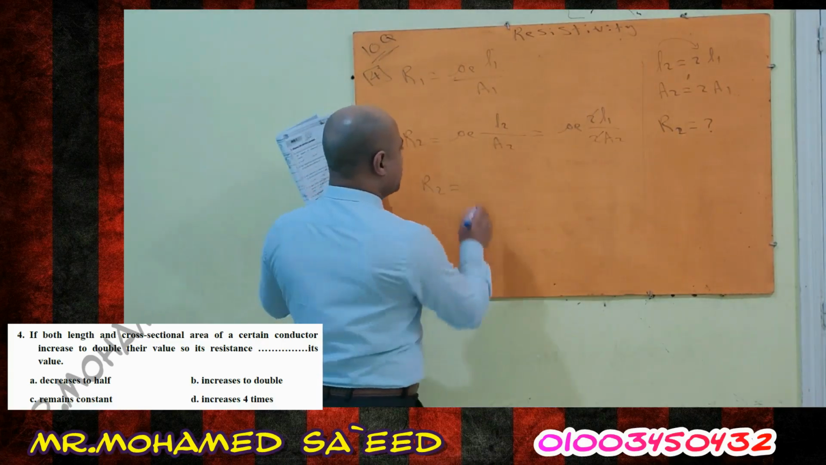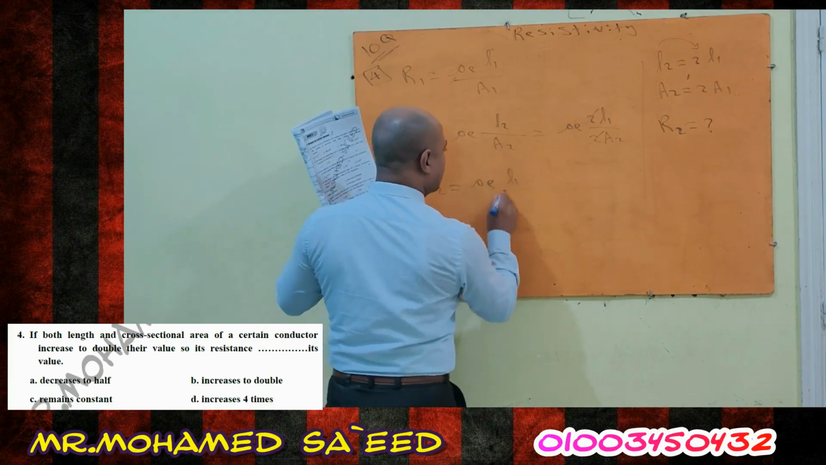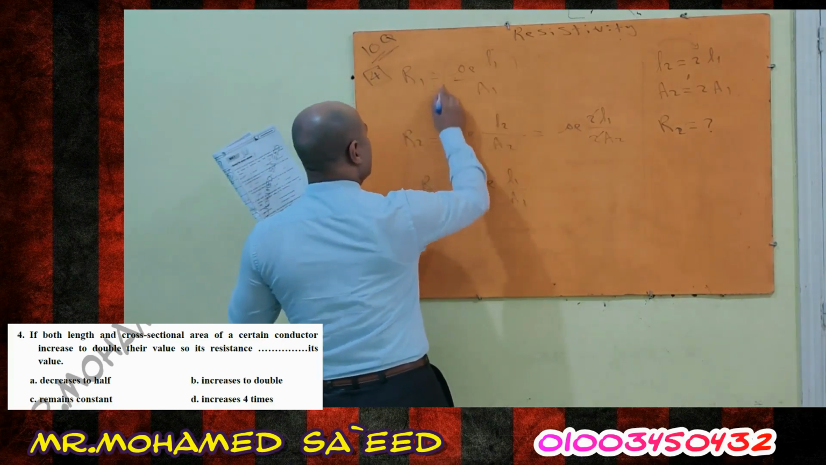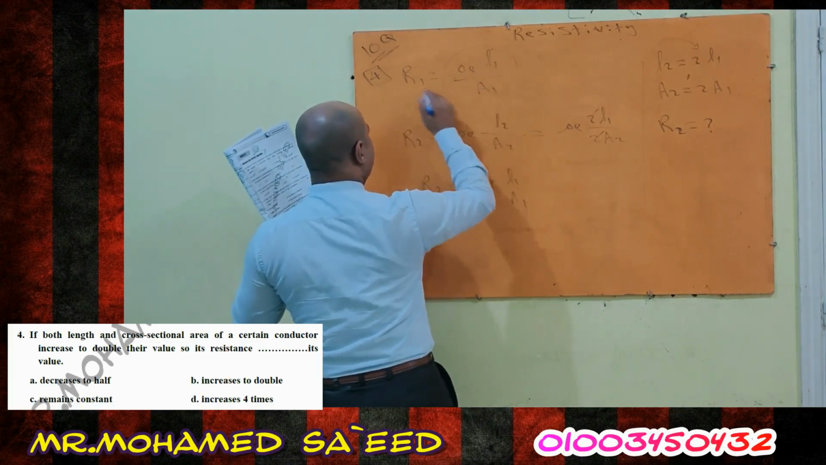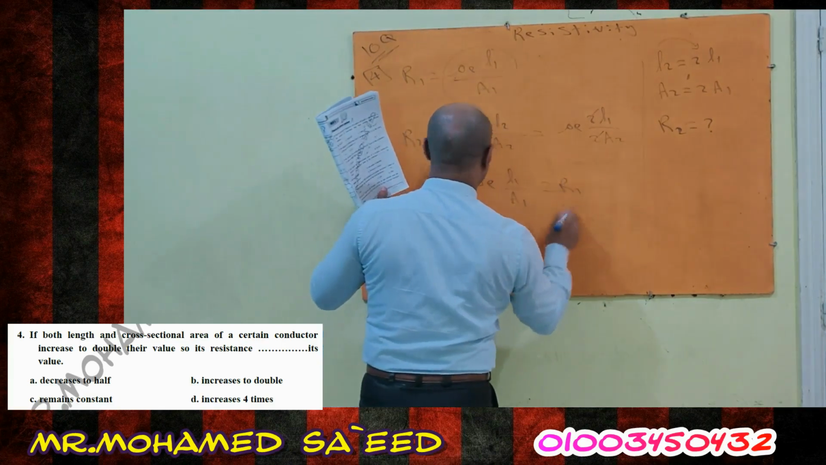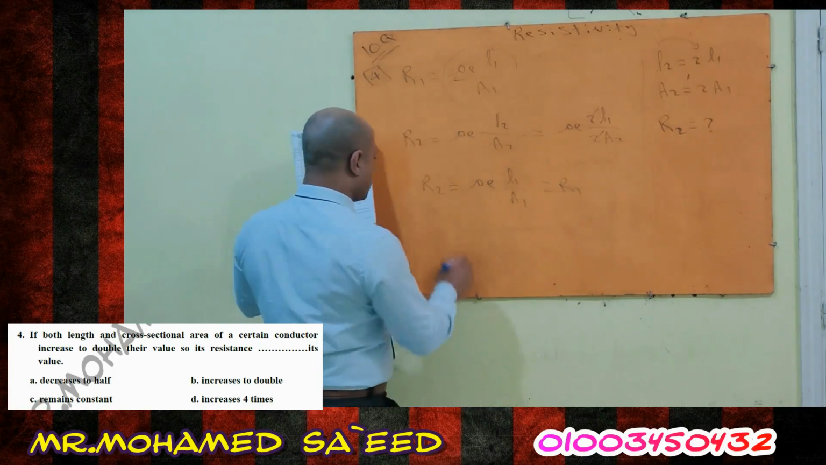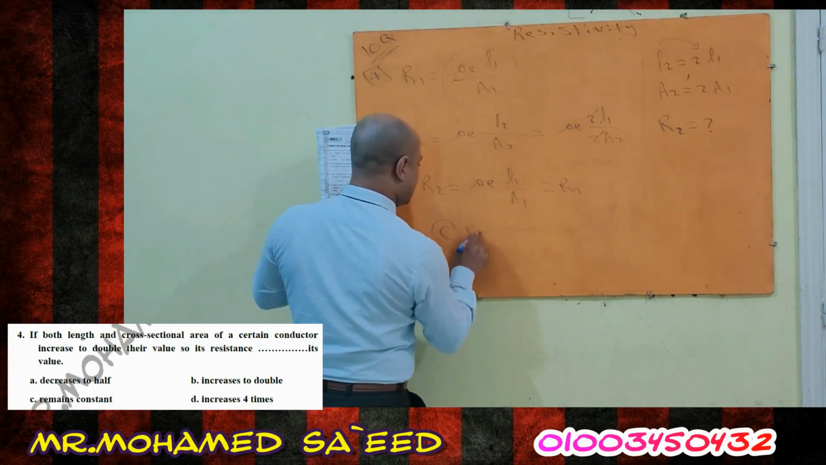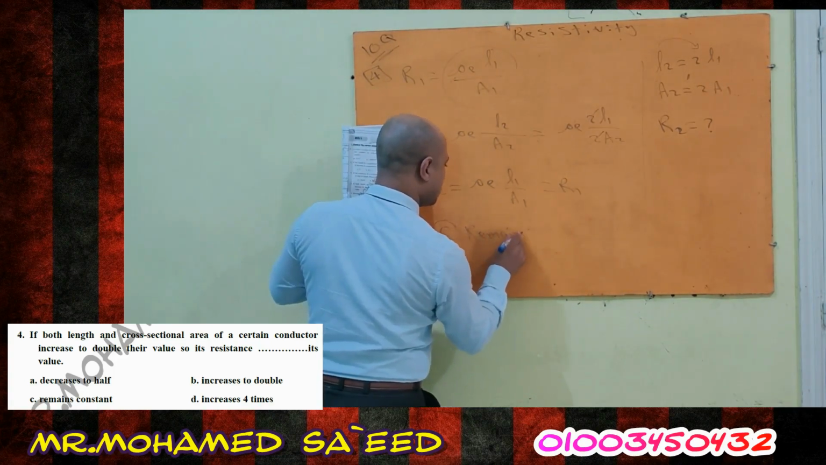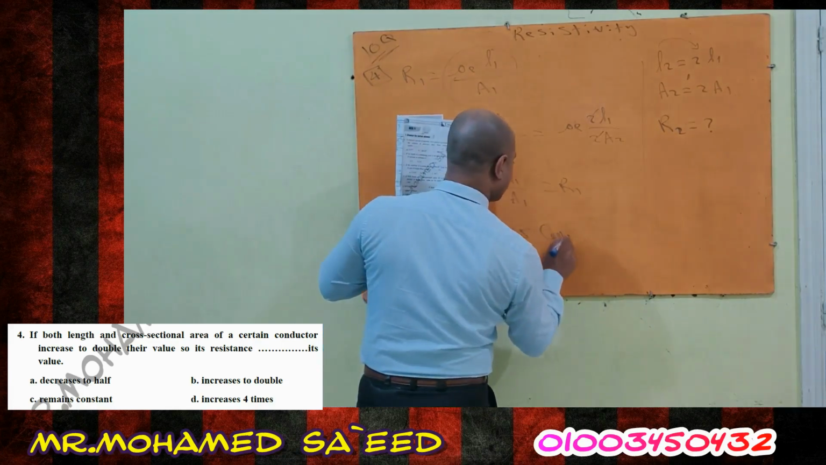So R2 equals what? Rho L1 over A1, which equals R1. So the resistance doesn't change, it remains constant. So the true answer is C, remains constant.